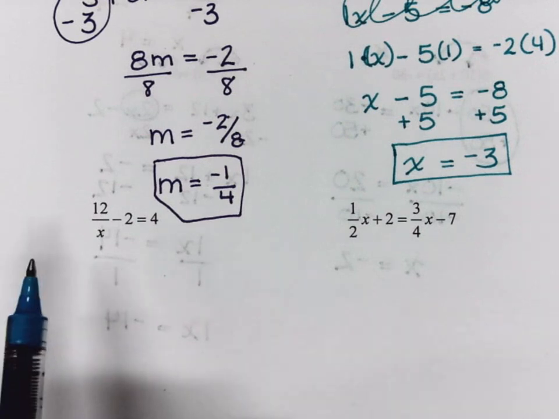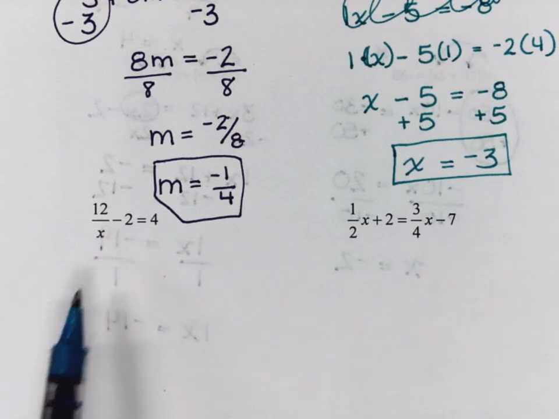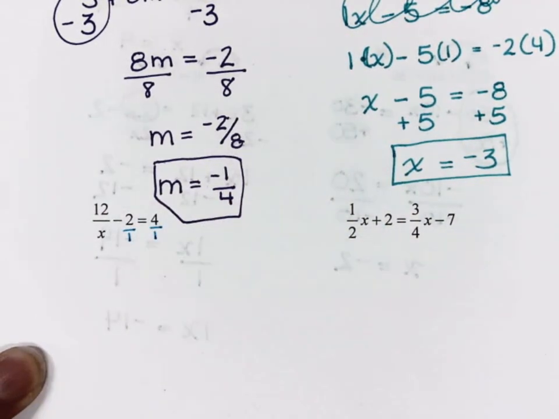What? My denominator is x? That's crazy. My denominator is x. What am I supposed to do with that? You do it the exact same way. These denominators are invisible, they're ones.